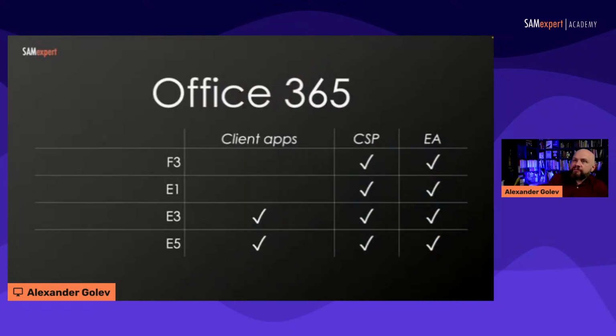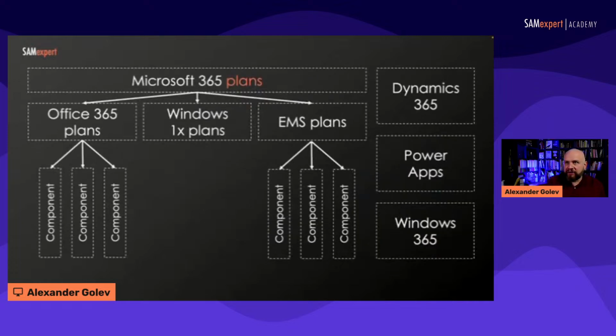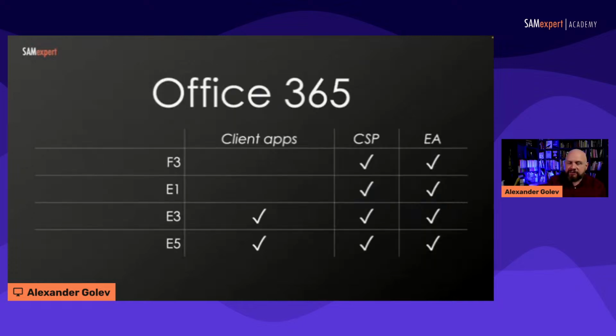So Office 365, don't confuse it with Microsoft 365. Office 365 is a component of Microsoft 365 now. If you remember the diagram that I showed you in the beginning, Microsoft 365 is essentially a bundle of Windows 11, Office 365, and EMS, Enterprise Mobility and Security. But it all started with Office 365 anyway.